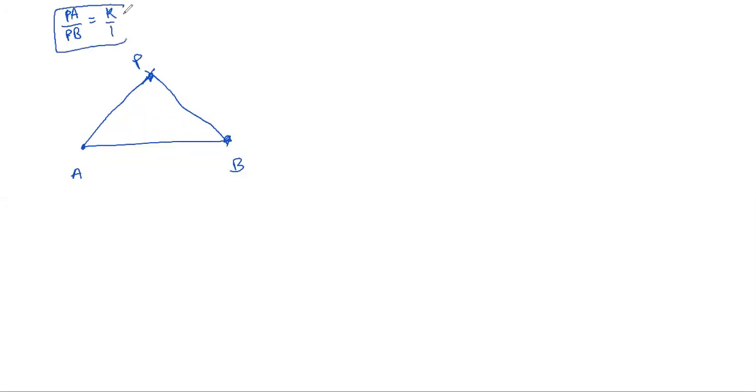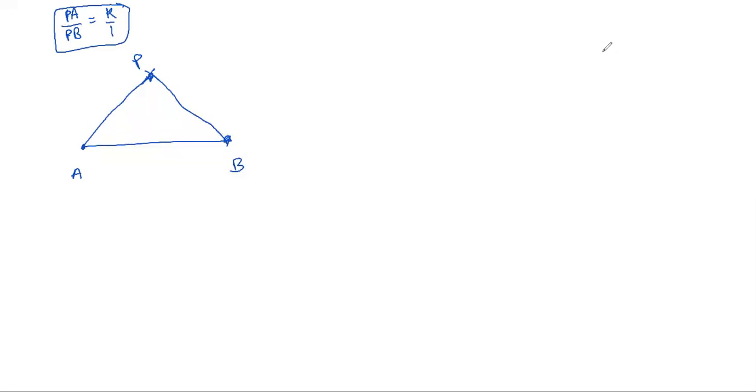It is telling us to find the locus of any point P such that the ratio of its distances from two fixed points is a fixed constant. You have to find the point P such that PA by PB is a fixed ratio K is to 1. So find the locus of all points such that PA by PB is a fixed constant.